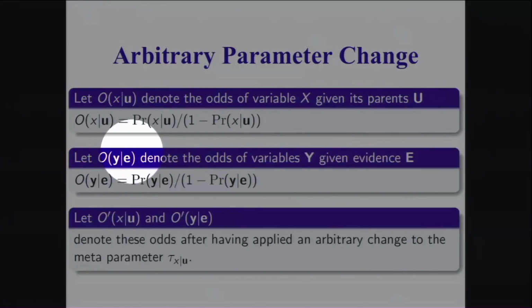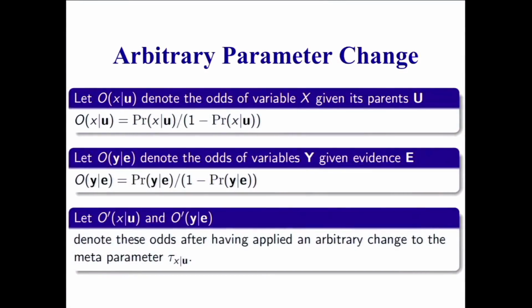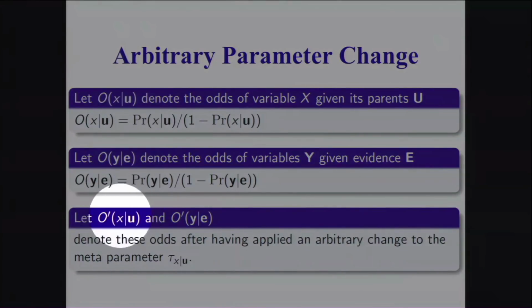And you're interested in a query. What would that change to the parameter do to the query? I'm also going to look at the query from the point of view of odds. That is the value of the query over 1 minus the value. That's the odds of this. This is before I made the change. And now say I made the change to that parameter. Now I have a new distribution Pr prime. I'm going to look at the odds for each one of them as well, and I'm going to call these odds prime.